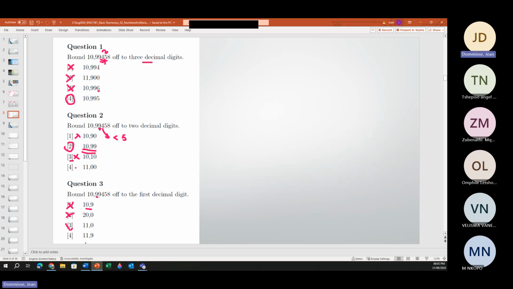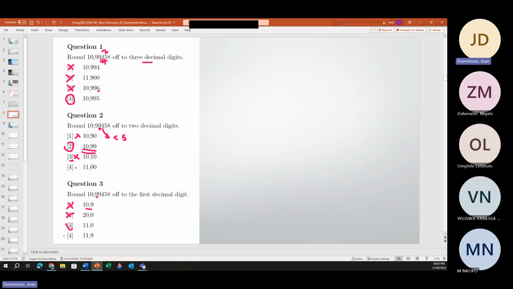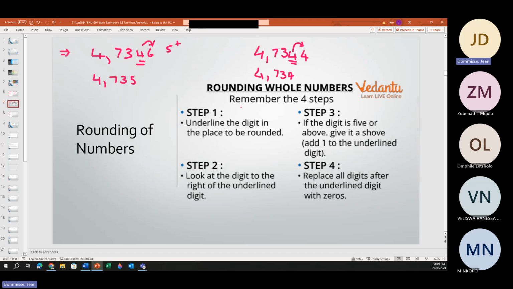11.0. And 11.9 might have happened if you increased that one, like we did, and forgot that it's actually a 0 and kept the 9. That would have maybe given you the 11.9, but that is also wrong. So again, they can ask you with the same number different options to round off, but please use these steps.